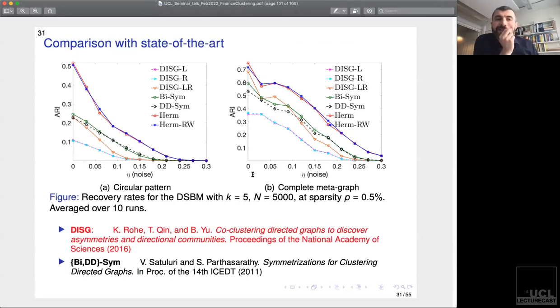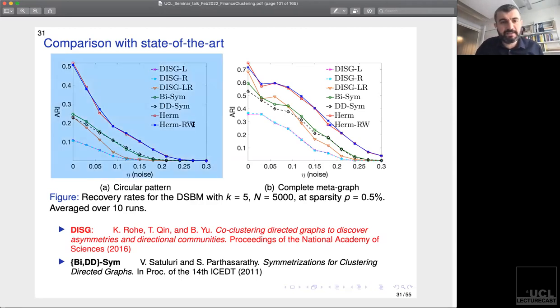Before I go to the lead-lag applications, I just want to show a comparison of this algorithm to some of the standard state-of-the-art methods that are based on symmetrization. These are similar plots to the ones I've shown earlier in the context of this directed stochastic block model. So the higher, the better. And on the y-axis, I varied the noise level. You can see here already that this Hermitian type of clustering approach gives much higher recovery scores than the rest of the methods.